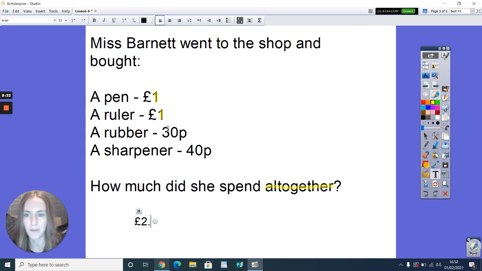Okay, and then we count the pence. 30p add 40p. Well, if you know that 3 add 4 equals 7, you should know that 30 add 40 equals 70. Well done. So altogether, Miss Barnett spent £2.70.